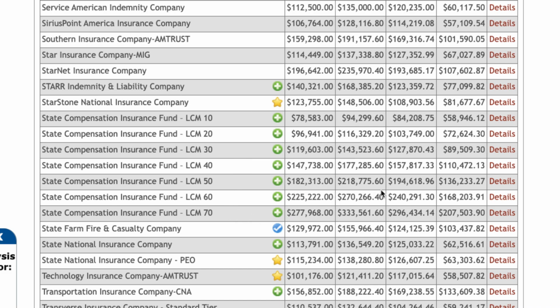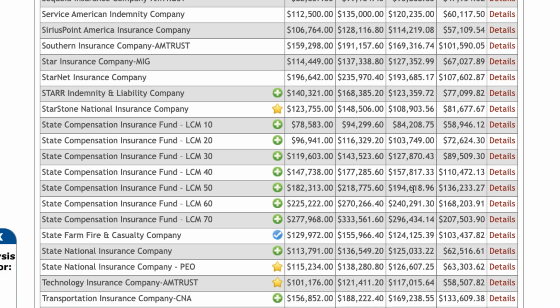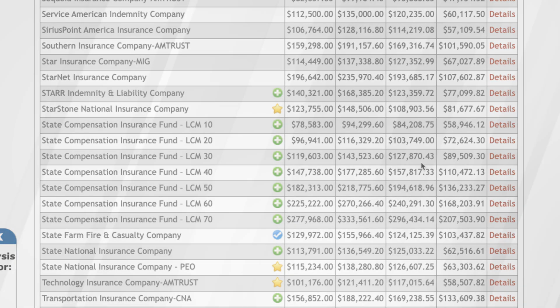So now I've been able to target my pricing range and get a sense of what state fund could be coming in at, and that's going to help make sense of all of the other options that we are considering for this account at renewal.